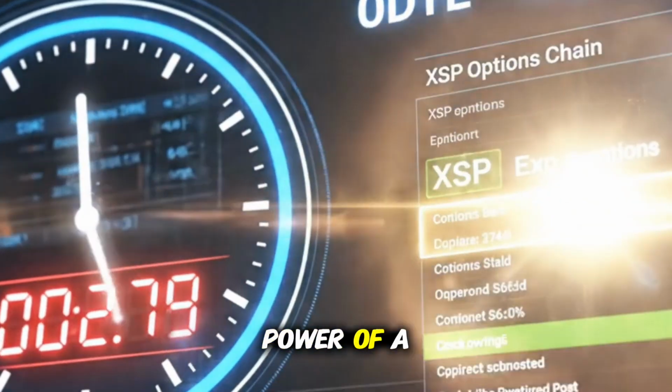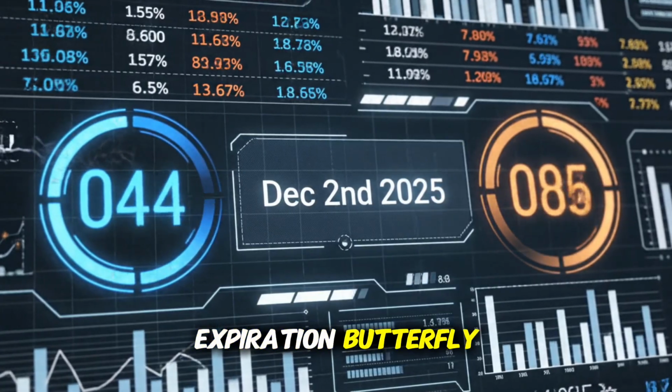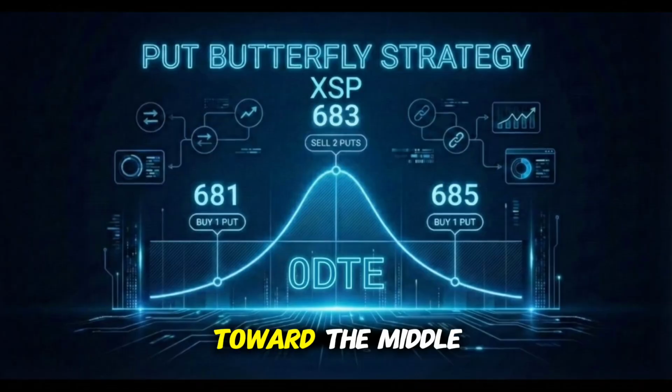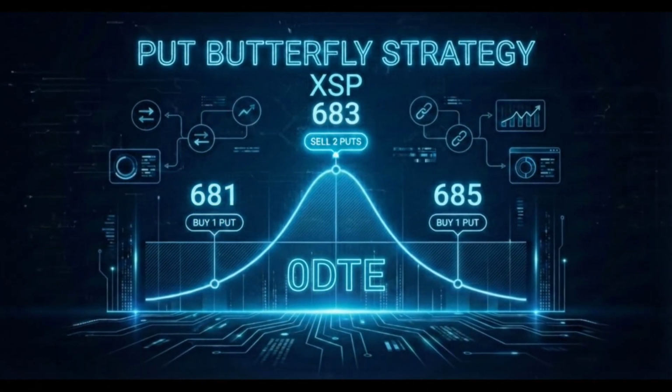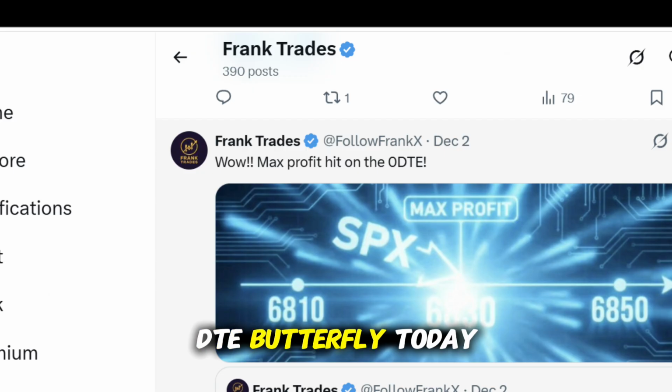This is the power of a 0 DTE, 0 days to expiration, butterfly, when volatility compresses and price gravitates toward the middle of the structure. Max profit hit on the 0 DTE butterfly today, all posted in real time.